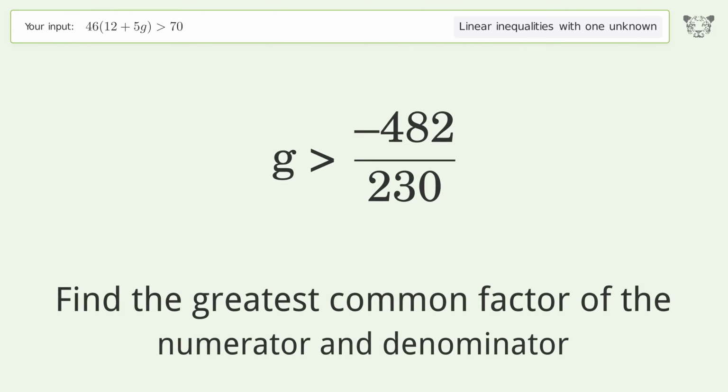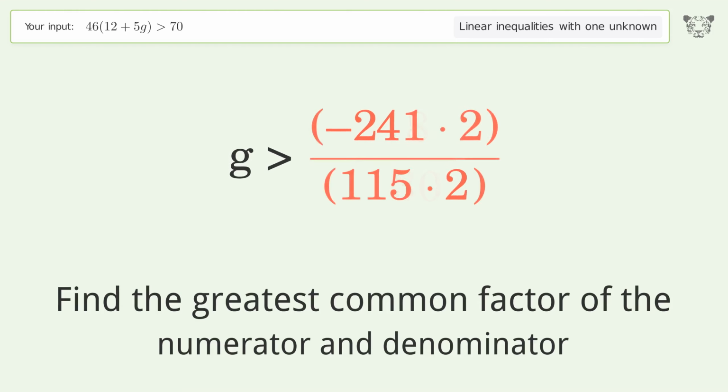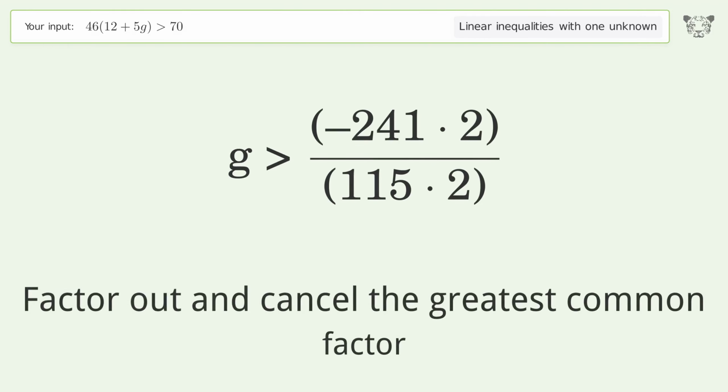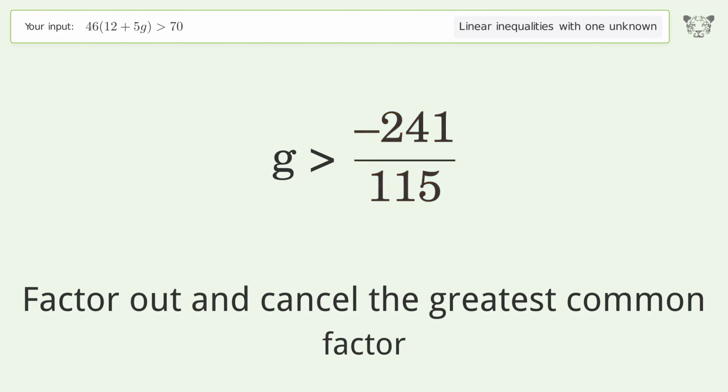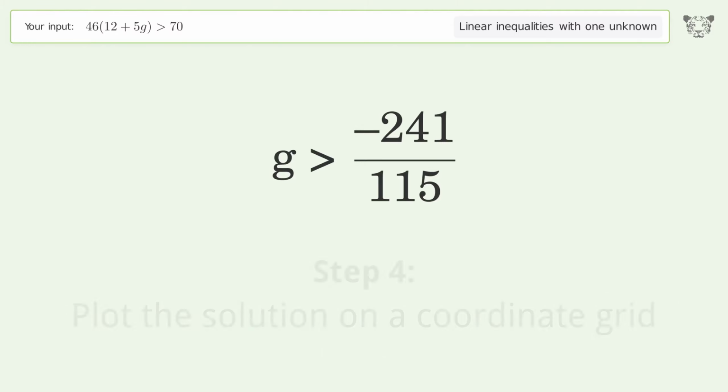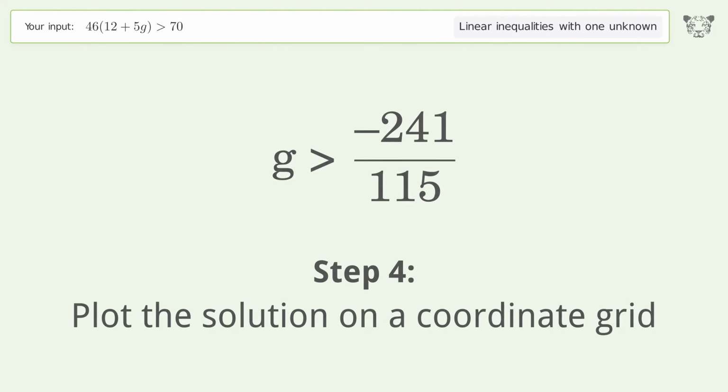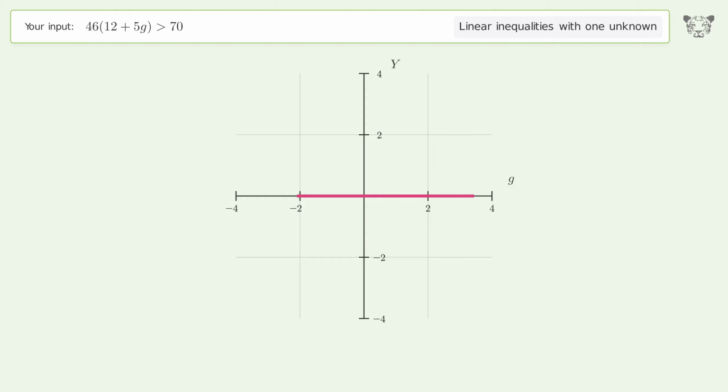Find the greatest common factor of the numerator and denominator. Factor out and cancel the greatest common factor. Plot the solution on a coordinate grid. And so the final result is g greater than negative 241 over 115 greater than negative 211 over 115.